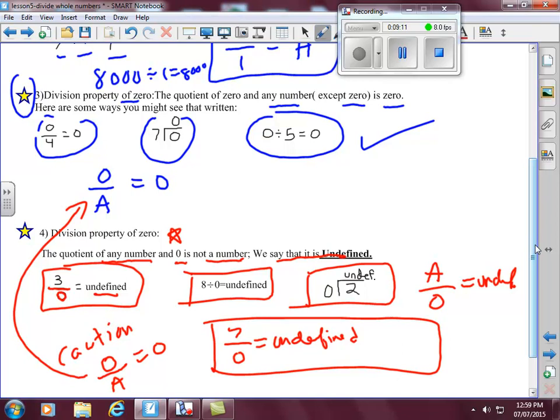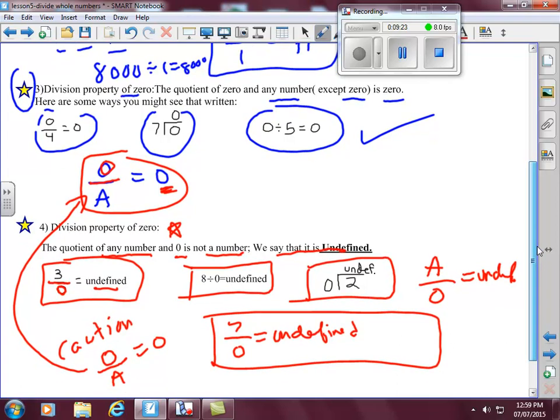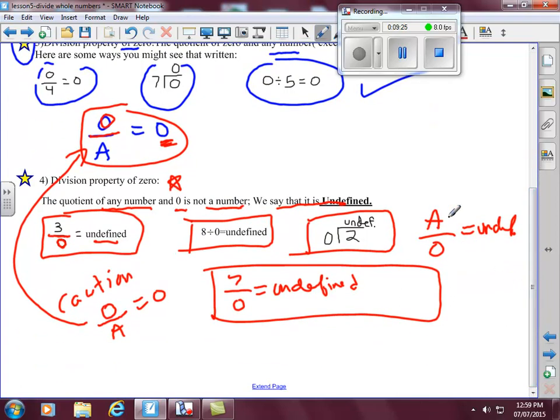I like to think about it like this. This one makes sense, right? If you have no money and you divide it among your 3 friends, they all get nothing, right? But the other way around doesn't make sense. How can you take some money and divide it by 0? That's impossible.